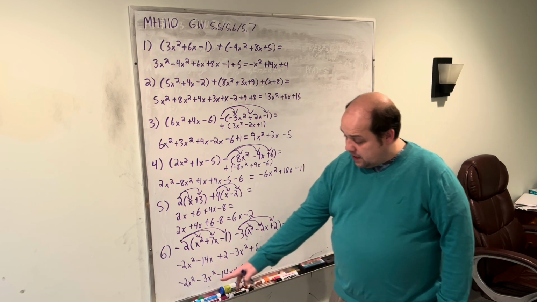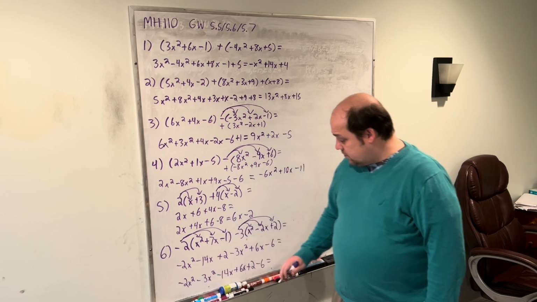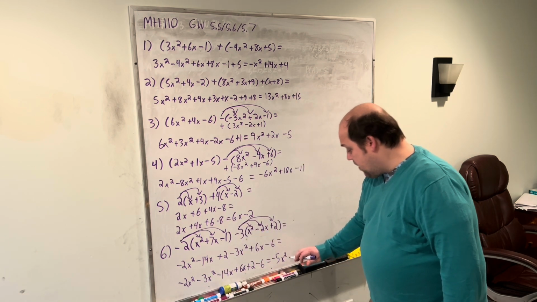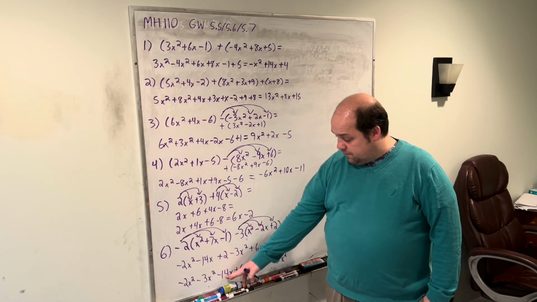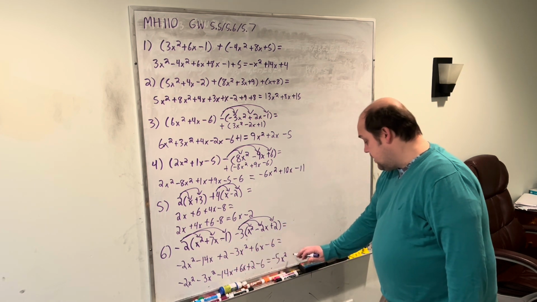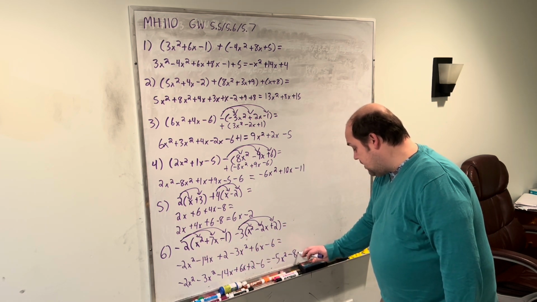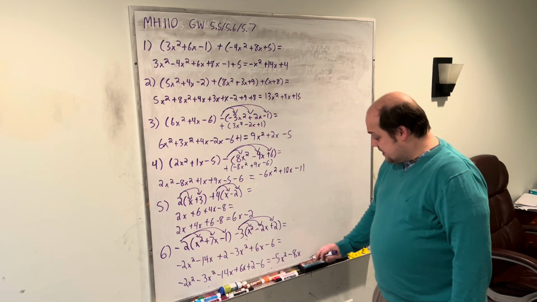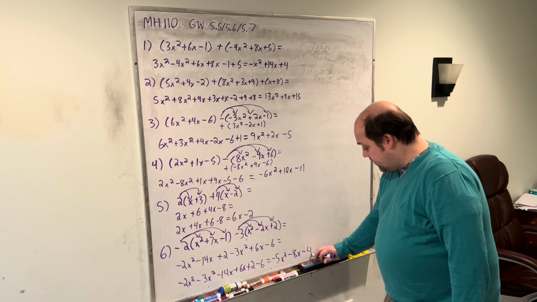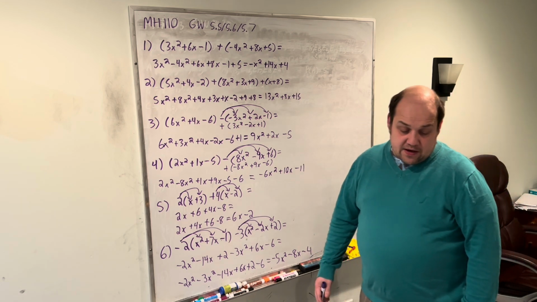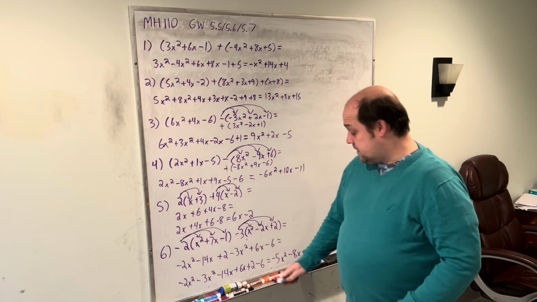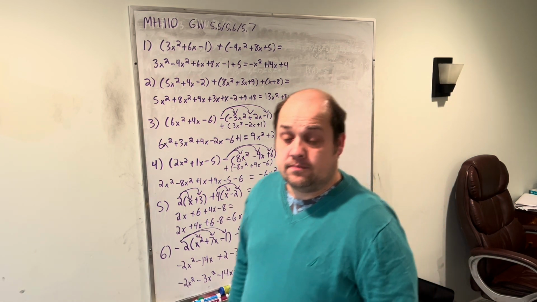When I combine the like terms, negative 2 minus 3 more gives me a total of negative 5x squared. Negative 14 plus 6 gives me a total of negative 8x. Finally, positive 2 minus 6 gives me a total of negative 4. So my final answer there is negative 5x squared minus 8x minus 4.